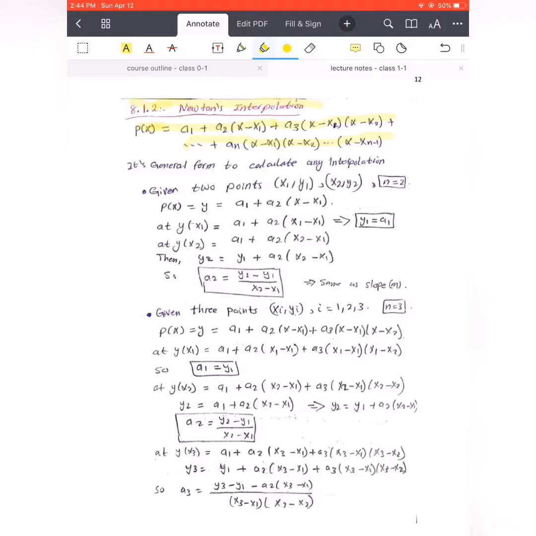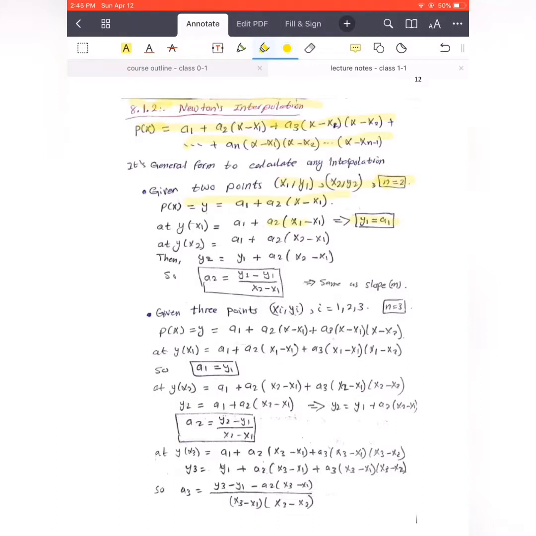Clearly now, if you have 2 points, you can fit only a straight line. How to fit the straight line? We copy this from here to here. We have 2 unknowns, A1 and A2. How to find them? The easiest way is to substitute x equal x1, so this term will be 0. It means A1 equals y1 as it is here, immediately, with no need to write all of this. Now we've found A1.